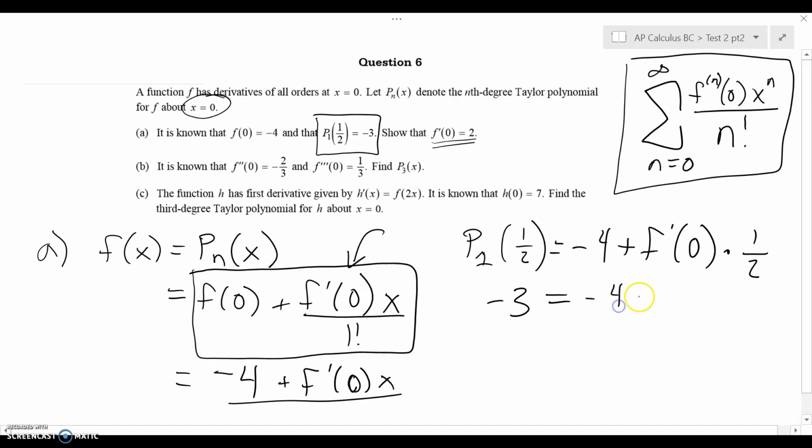So then I've got this equation. What would that be? It'd be a half times f prime of 0. So I'm going to add a 4 over, I get 1. And I'm going to multiply both sides by 2, and I get 2, and then that's it.